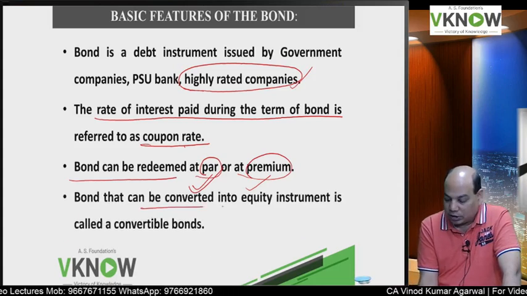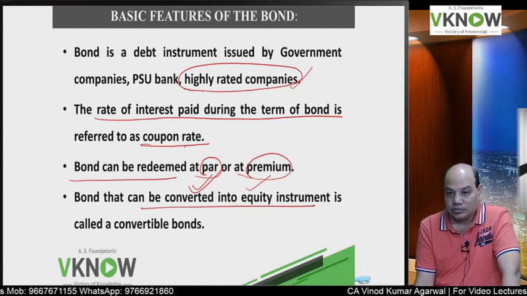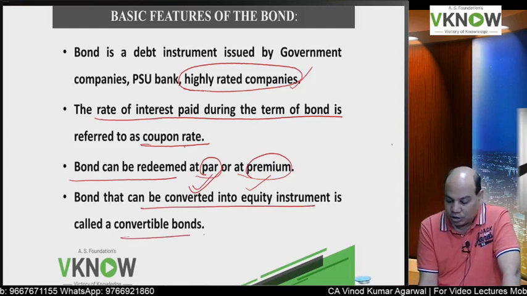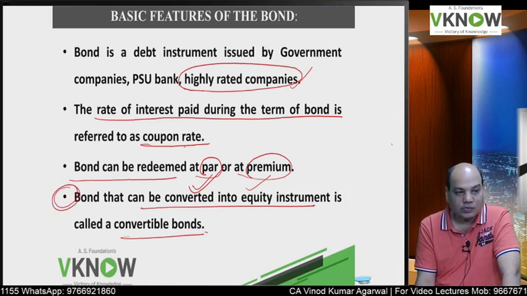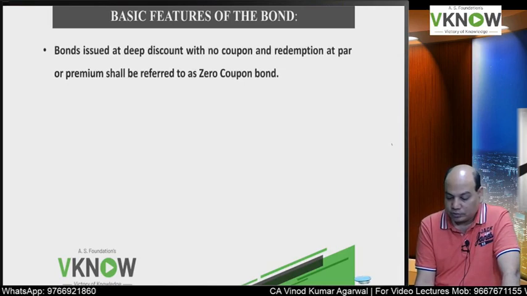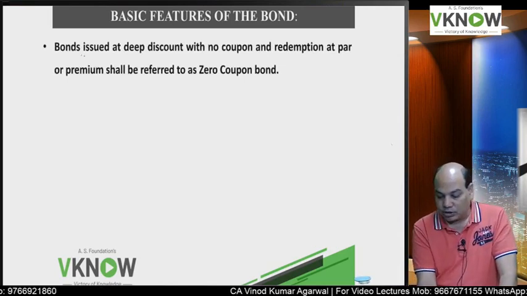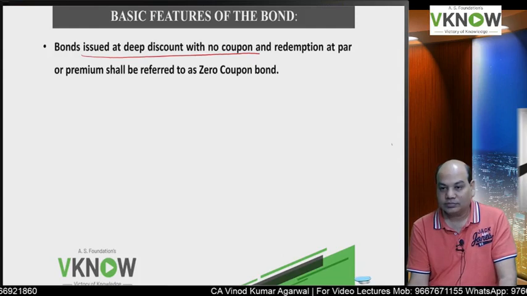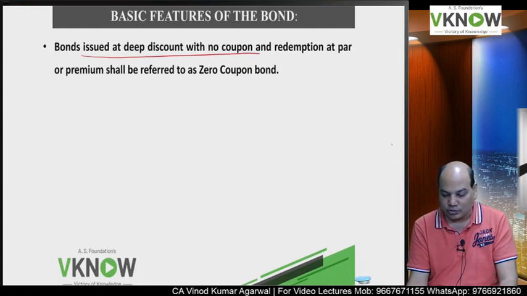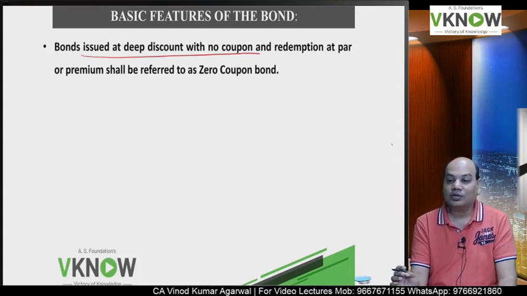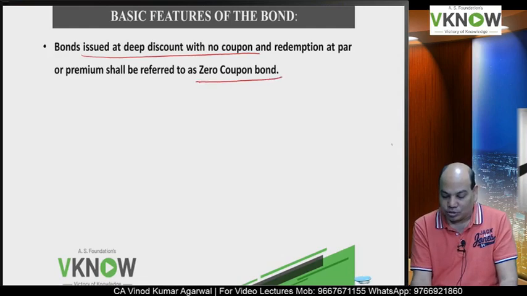Then there is another type of bond which is convertible into equity shares. They are called convertible bonds. We have a special section on convertible bonds in our notes. Then there is another type of bond on which interest is not paid. No coupon is paid. Then why will you invest in this bond? These are issued at a huge discount and they are called zero coupon bonds.